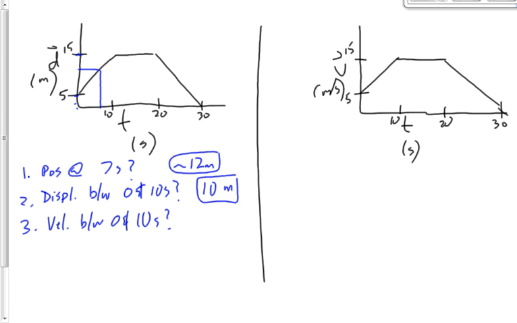The velocity between 0 and 10 seconds. Well, there's two ways of finding that. The velocity on a straight line graph can be found by the slope, or it can be found by v is equal to delta d over delta t. It amounts to the same thing. The displacement between 0 and 10 seconds is 10 meters. The time between 0 and 10 is 10 seconds, so it would be 1.0 meters per second. It's our velocity between 0 and 10 seconds.